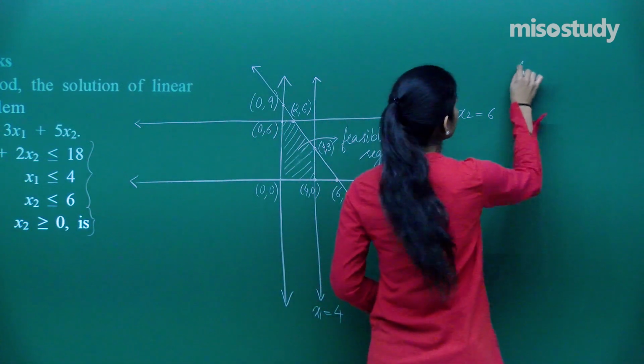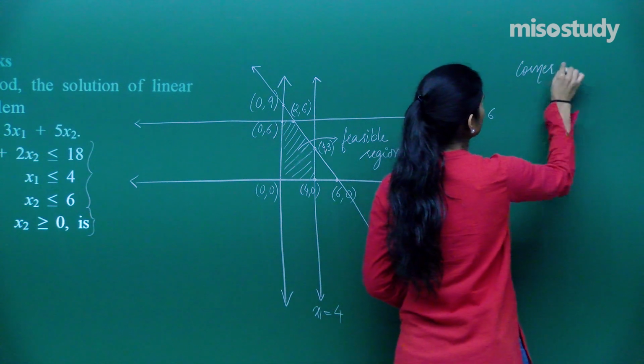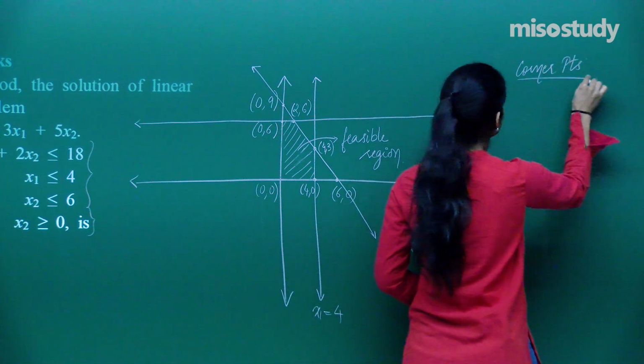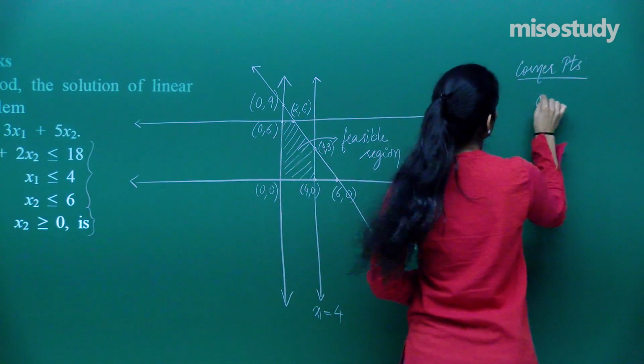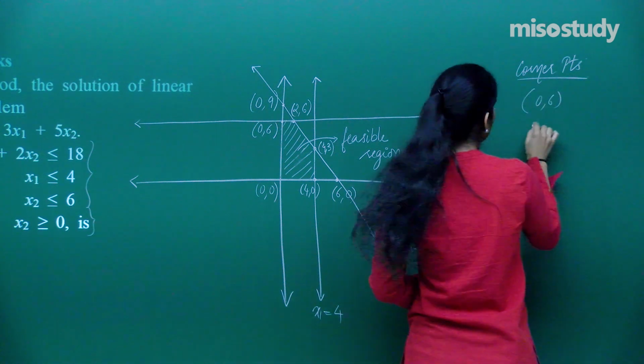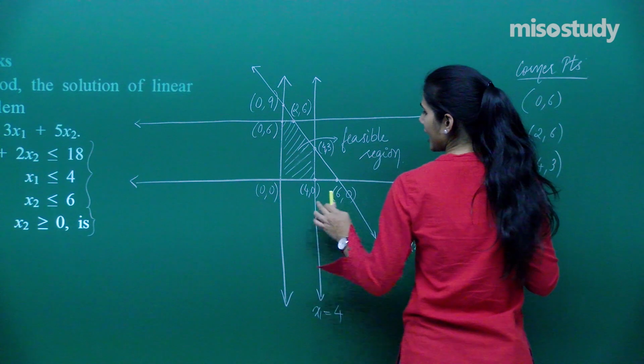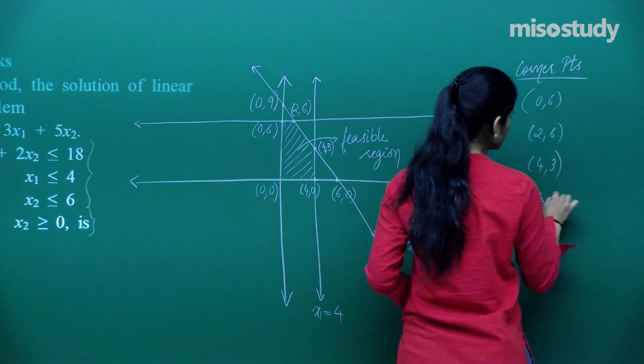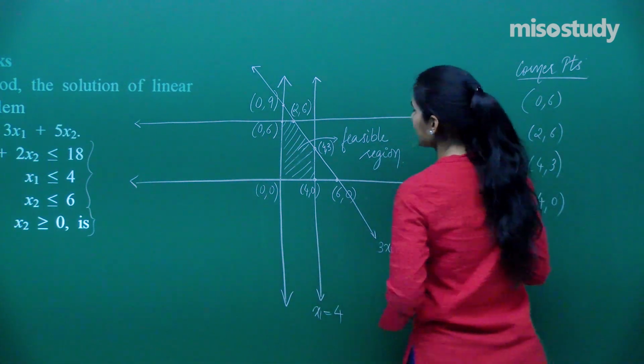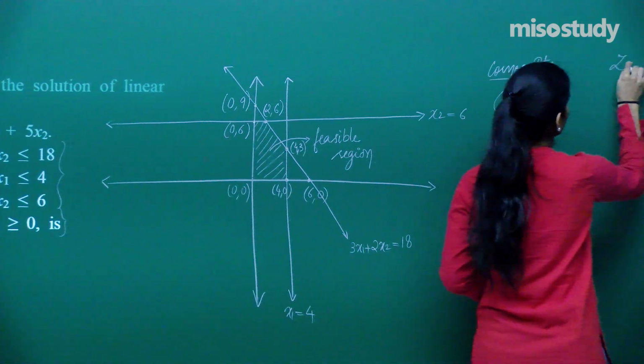So my corner points of the feasible region are (0, 6), (2, 6), (4, 3) and (4, 0). Z is 3x1 + 5x2.